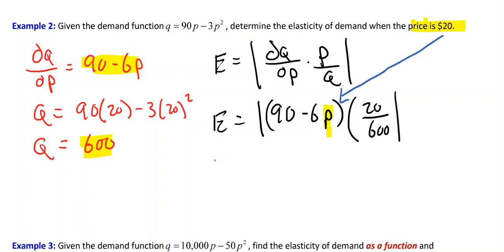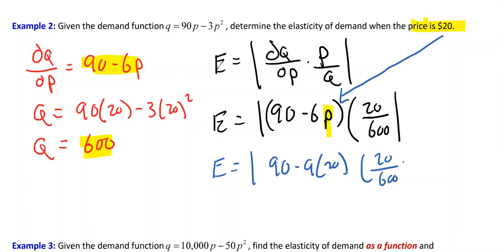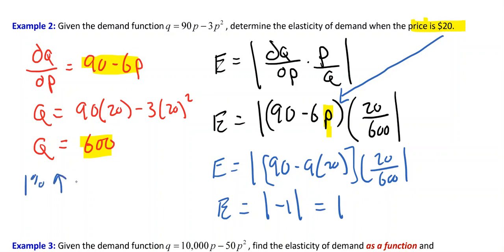So elasticity will be equal to the absolute value of 90 minus 6 times 20, times 20 over 600. And elasticity ends up being equal to the absolute value of -1, which then, of course, is 1. So our elasticity is 1. That means a 1% increase in price will be a 1% decrease in the quantity demanded.